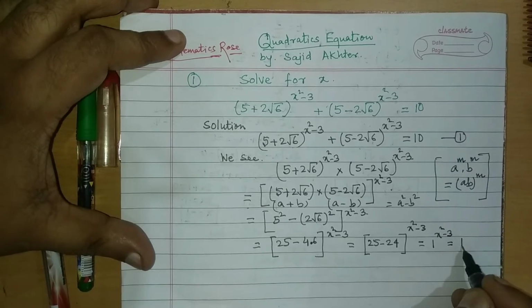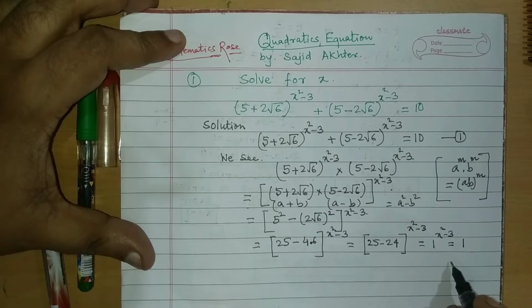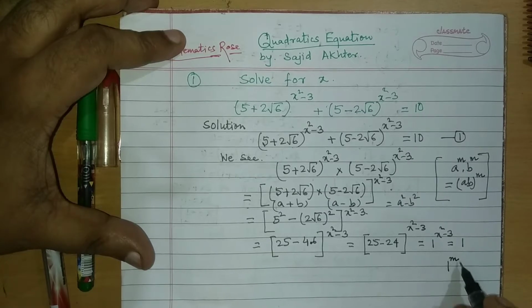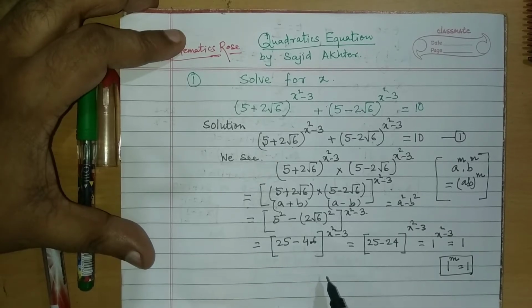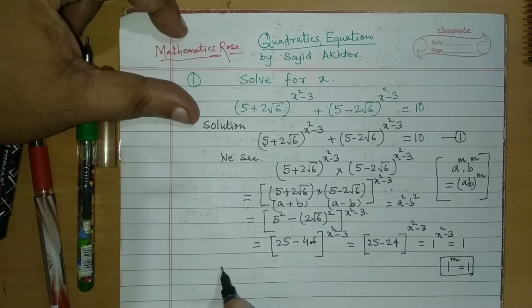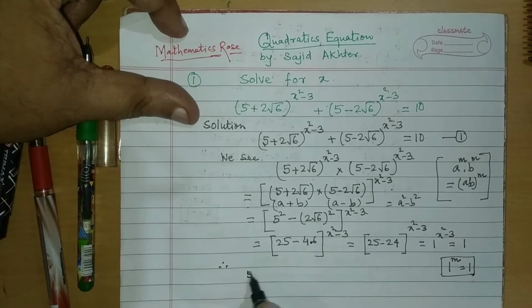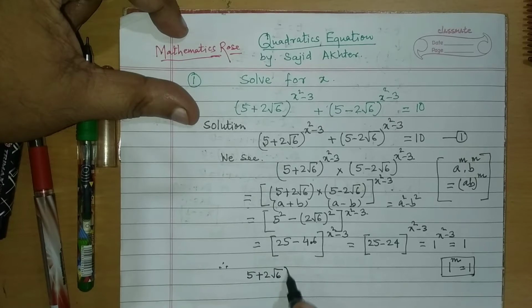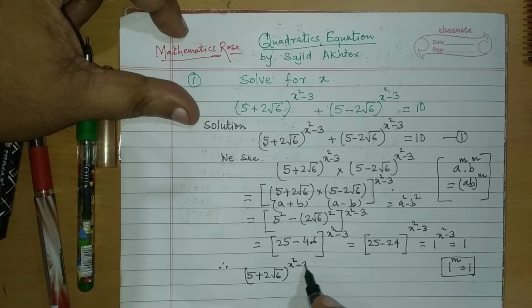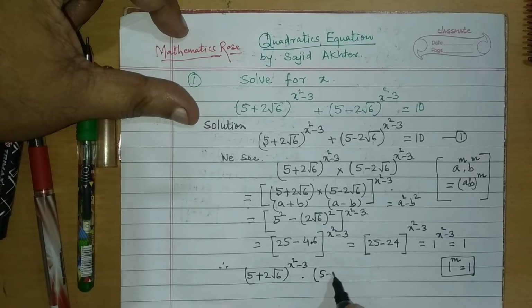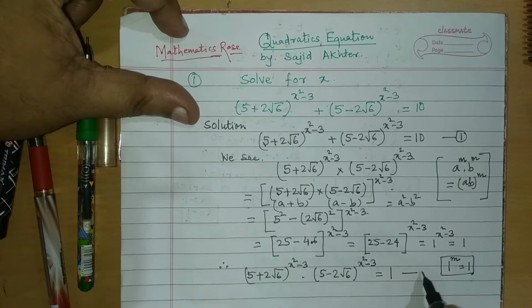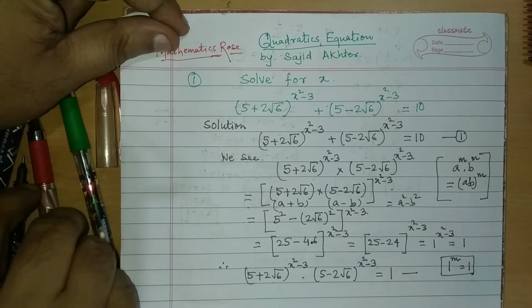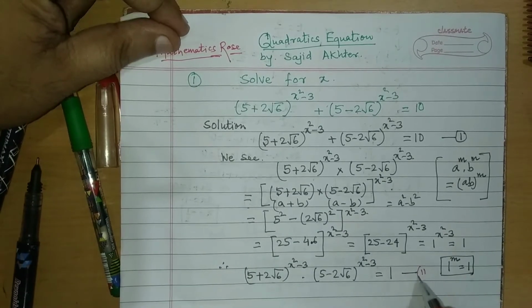1 to any power is equal to 1, because we know that 1 to the power of any number is equal to 1. Therefore we can write (5 + 2√6)^(x² − 3) into (5 − 2√6)^(x² − 3) is equal to 1. This is the equation. Suppose this is equation number 2.